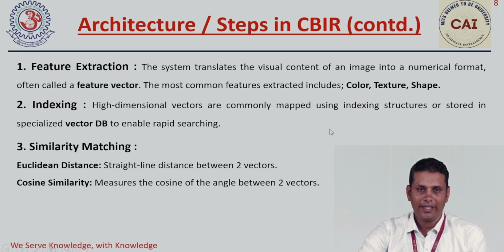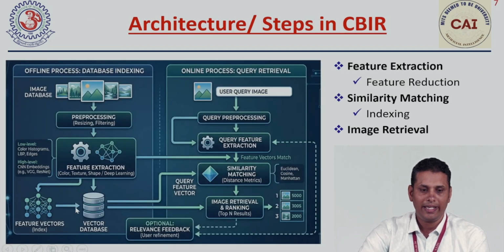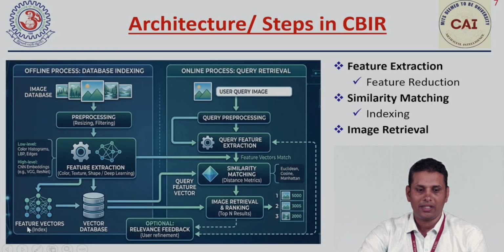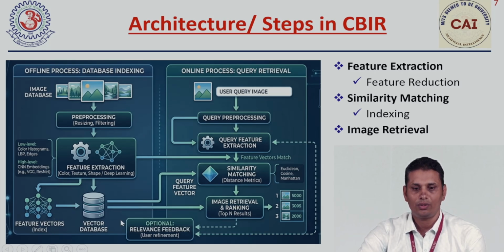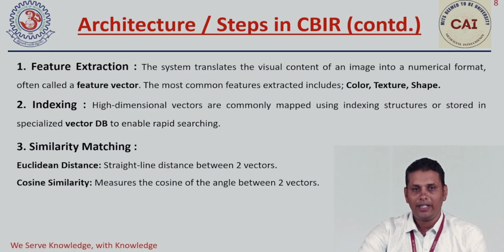The next one is indexing. I will explain it with your diagram also. Indexing deals with feature vectors and your vector database. The last phase is similarity matching; these two we call indexing. In similarity matching, it goes with indexing. Your database information will be connected with your online database, and these two sets of information will be evaluated. The last one is similarity matching by using Euclidean distance or cosine similarity.